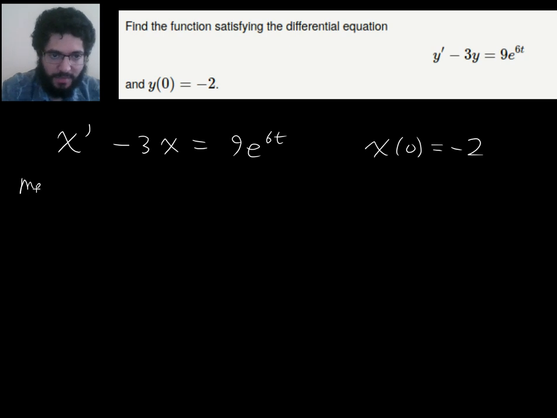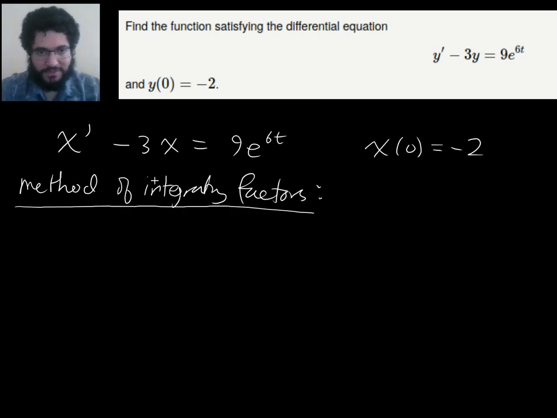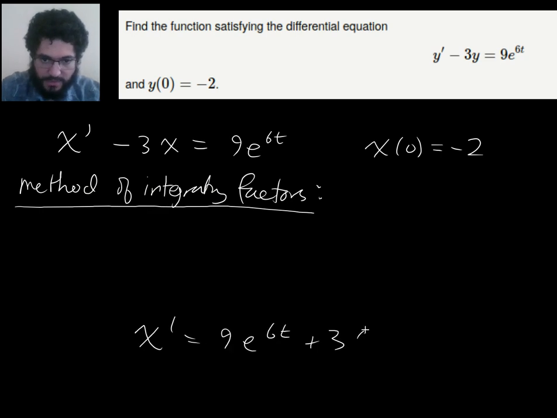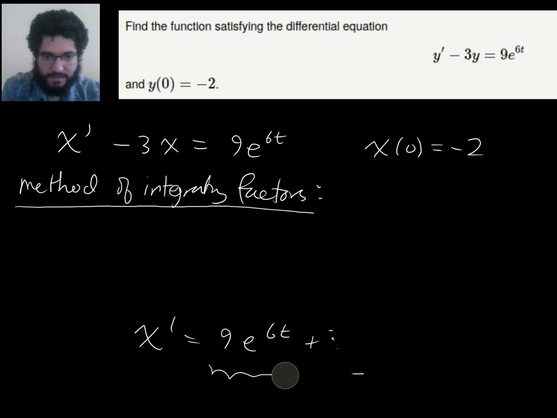Okay, so here comes the method of integrating factors. Actually, before I look at that, notice that this is not separable. So you couldn't use your current methods to solve this. I mean, if I wrote it as x prime equals 9e to the 6t plus 3x, can you see any way to separate this into being a function of x times a function of t? That just really doesn't look doable, right? So this looks like it's not separable.